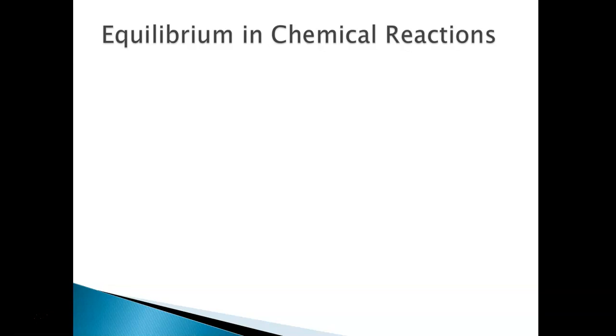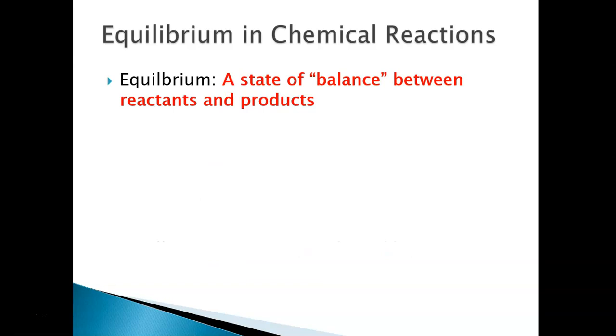Okay, so let's talk about equilibrium in chemical reactions. When you think about the word equilibrium, and usually I would ask this in class, what do you think of? Someone usually says a state of balance. And that's basically what equilibrium is. It's a state of balance between the reactants and the products in a reaction.